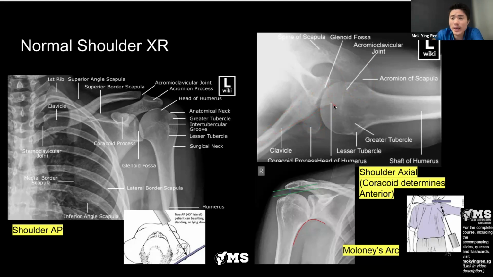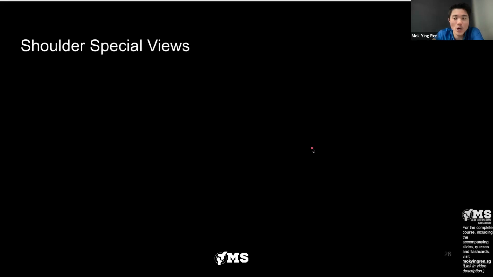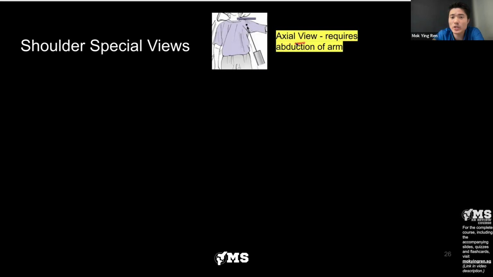So how do we tell from this X-ray itself where is anterior, where is posterior? You need to have a lighthouse, and in the shoulder, the coracoid is known as the lighthouse of the shoulder. Wherever the coracoid is, that is anterior. So that's a very helpful landmark to identify on a shoulder axial X-ray. Now we have some shoulder special views. Now appreciate again that the axial view requires abduction of the arm, and this may be painful in certain situations.